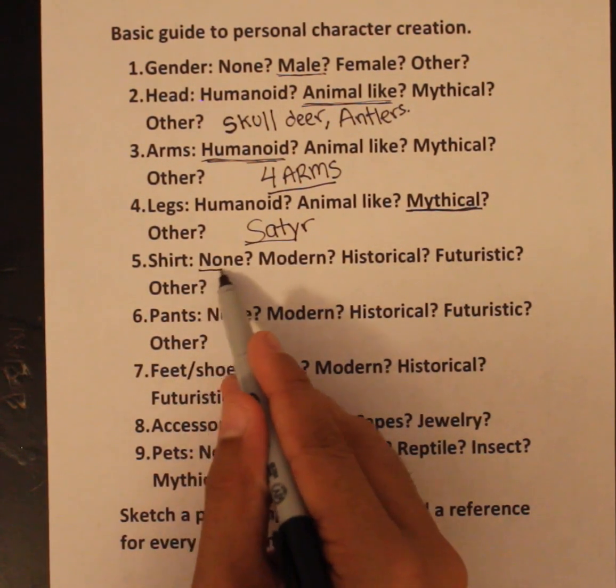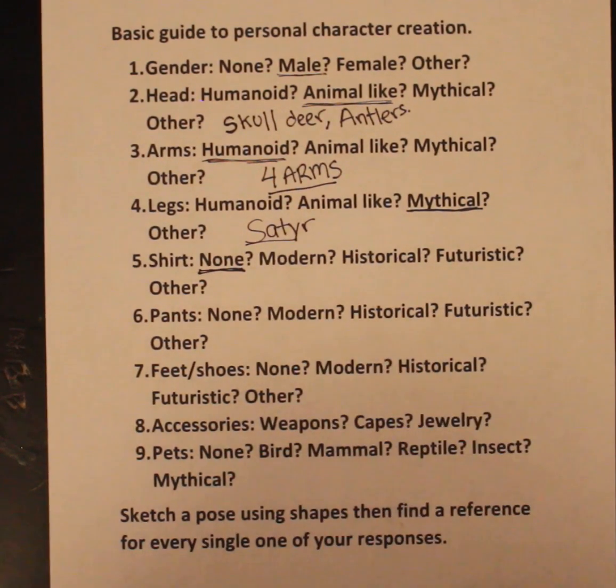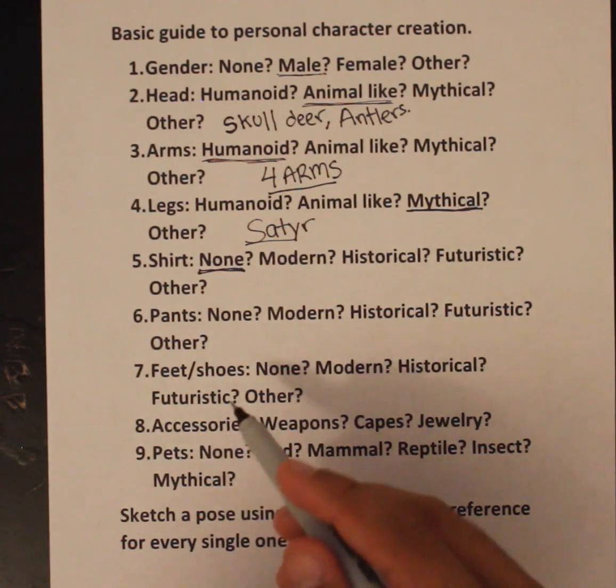Shirt, none. If you want any type of armor, you just look for references that represent that armor. If you just want regular clothing or tights, you look for clothing or tights. Like if you're gonna have a Superman-like character, you'd have to create your own symbol for that character, but he could wear tights.